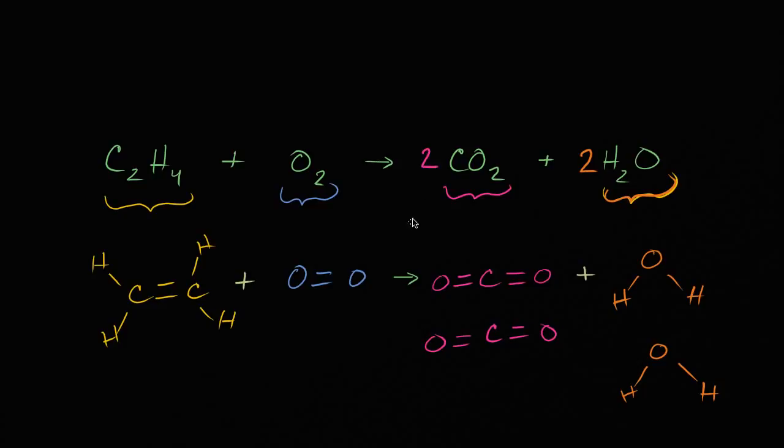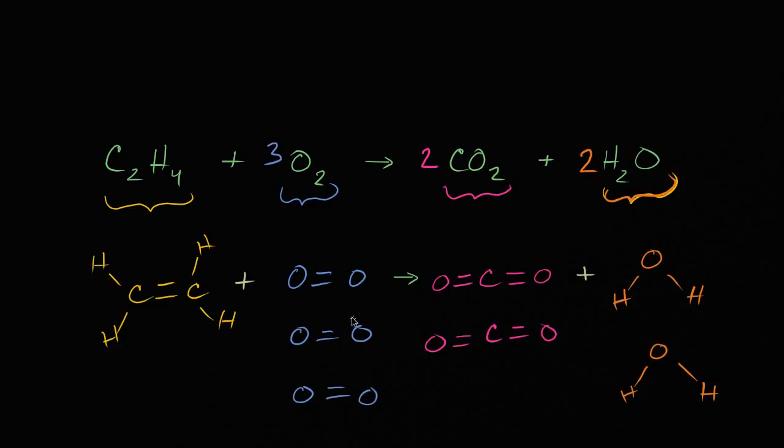And now we want to balance the oxygens. On this side we only have 2 oxygens. On this side we have 1, 2, 3, 4, 5, 6 oxygens. So in order to have 6 oxygens on the reactant side, we need 3 of these molecules. So another one and another one right over there. And now we're all balanced.